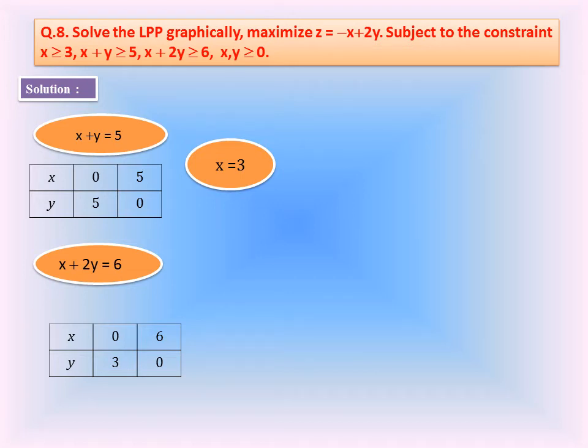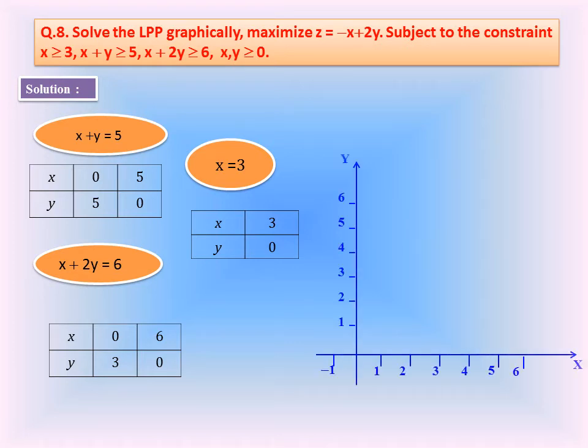Here x equal to 3 is a line which is parallel to the y-axis, that is, perpendicular to the x-axis. Hence the point is, when x equal to 3, y is equal to 0. Consider an xy plane. The first point is (0, 5), the second point is (5, 0). Joining these 2 points, observe the second inequality in the question, that is x plus y greater than or equal to 5.